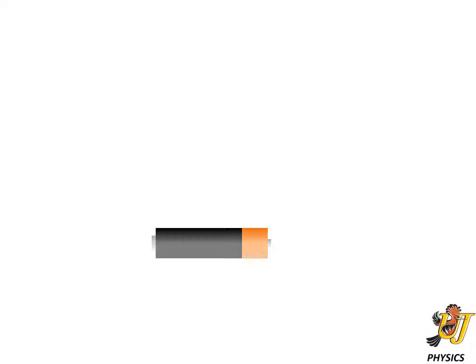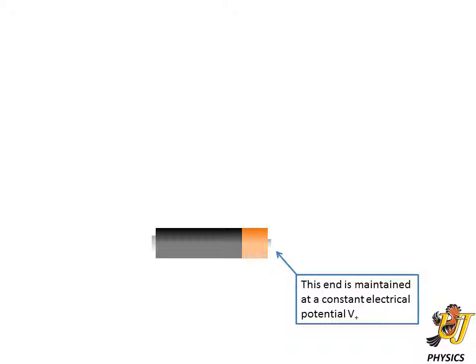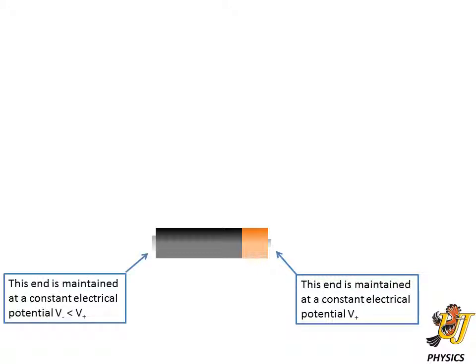A capacitor is a device that stores charge. In order to see how this works, we start by looking at a simple battery. A battery you can think of as a device that maintains a high potential at one end and a constant lowered potential at the other.